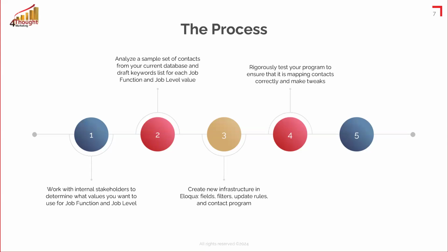A huge part of ensuring the success of a program like this to populate function and level from job title is testing and iteration and lots of tweaking and making sure that it's working the way you want it to. And then lastly is working with your CRM team to make sure that these level and function values are being passed over to your CRM correctly so that you can use them on both sides of the organization. In today's presentation, I'm going to focus mostly on steps 2 and 3, as those ones most heavily involve Eloqua.